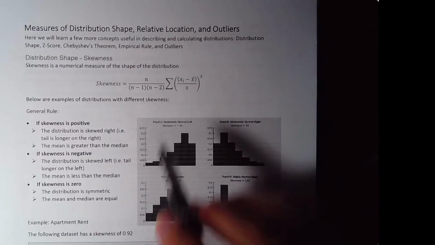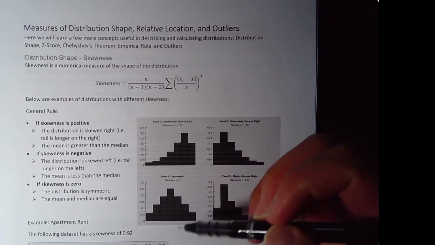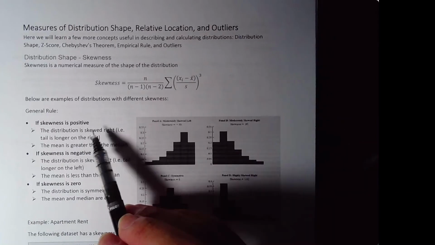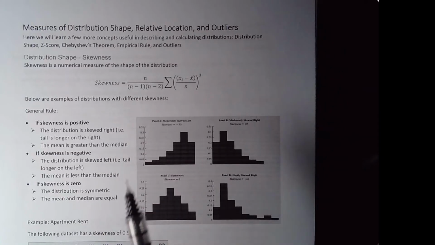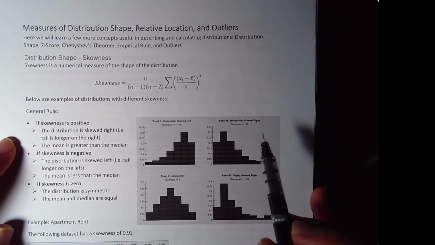You will have to know, however, what happens when this number is positive, negative, or 0. So if you plug that into your calculator or put it in a spreadsheet, and if it's positive, that means the distribution is skewed right, such as this over here. So this will have a positive skew. We can see it here, that's 0.85. The tail is longer on the right. The mean is greater than the median.